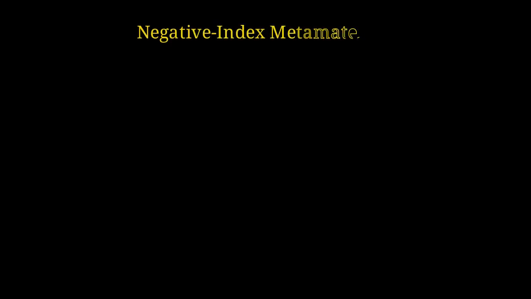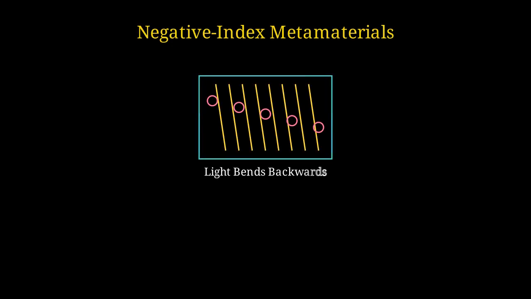Welcome to a deep dive into one of the most fascinating topics in modern optics: negative index metamaterials built from nanostructures. Imagine materials where light bends the wrong way, defying centuries of optical physics. This is the reality of negative index metamaterials.